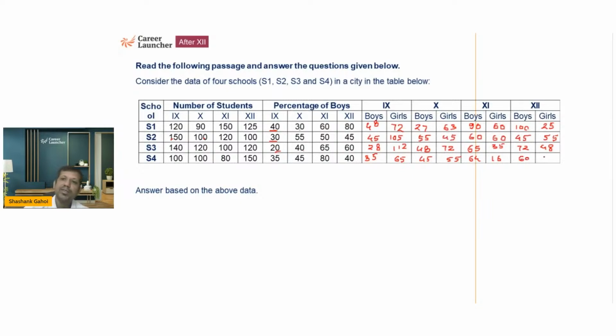So basically, this is the table that I'm filling. And how I'm filling girls data: if 40% are boys, then the remaining 60% are going to be girls. If 30% are boys, then the remaining 70% of the people are going to be girls. And this is how I filled up the table.